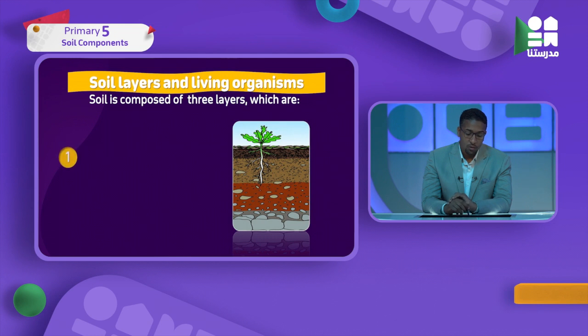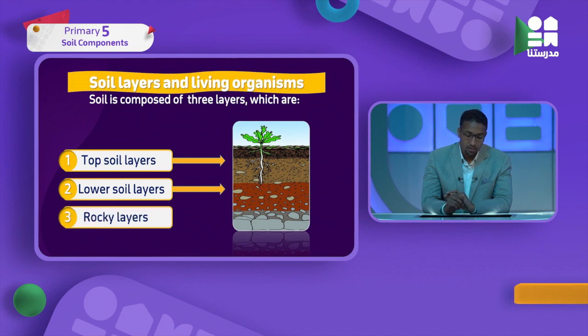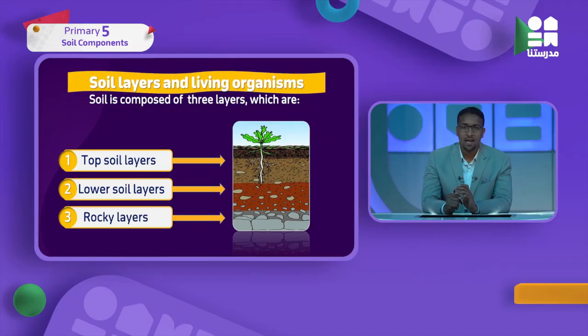The first layer is called the topsoil layer, the second is called the lower soil layer, and the third one is the rocky layer. So the topsoil layer, the surface layer; the lower soil layer, which comes after it, under the topsoil layer; and lastly the rocky layer. We will take each part and learn its importance and its components.